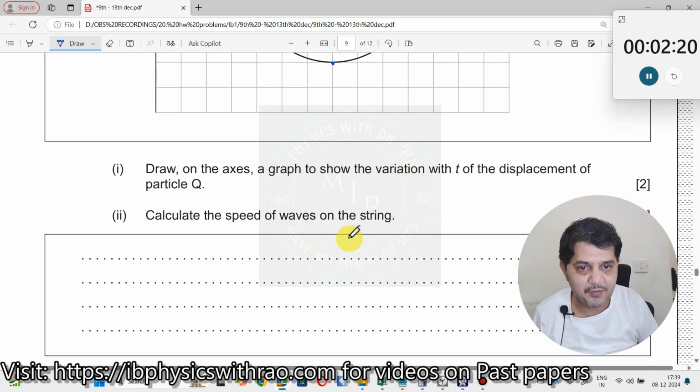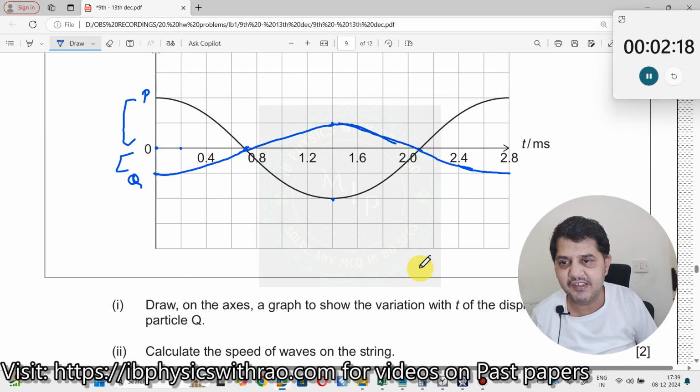How many marks is this graph? 2 marks. Wow. Calculate the speed of the waves on the string.